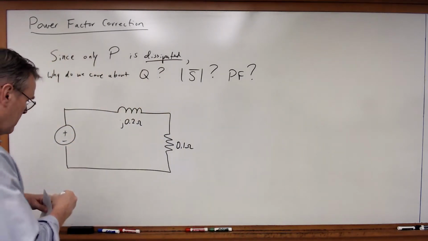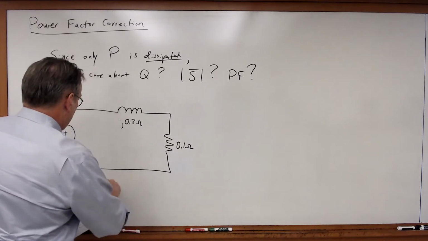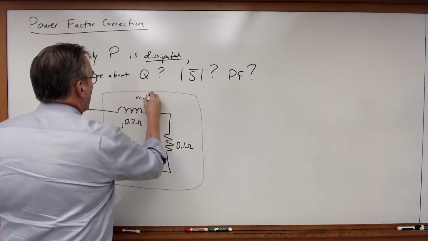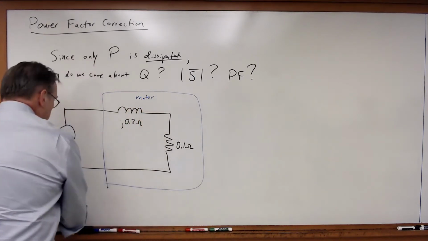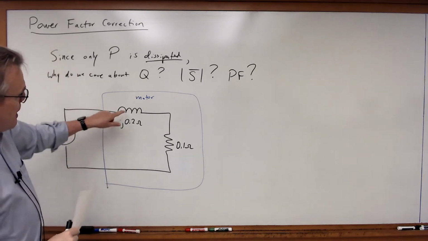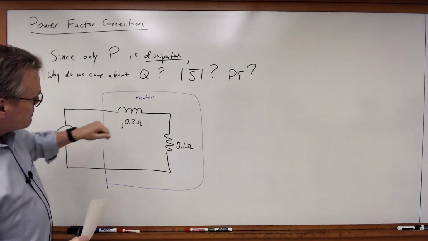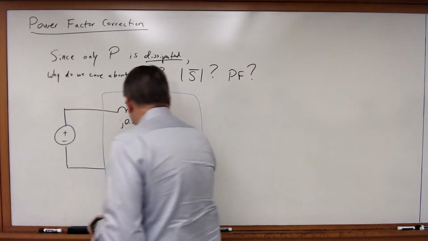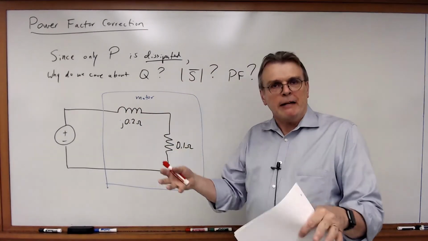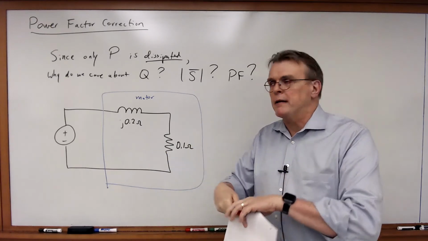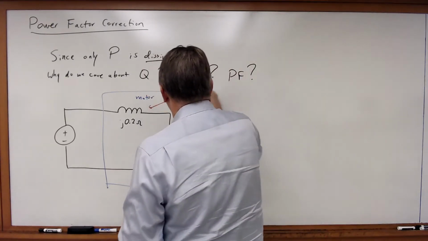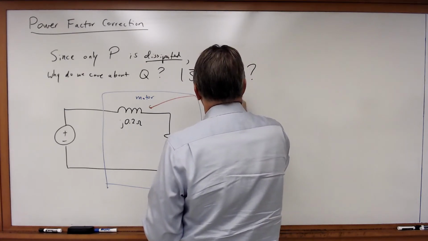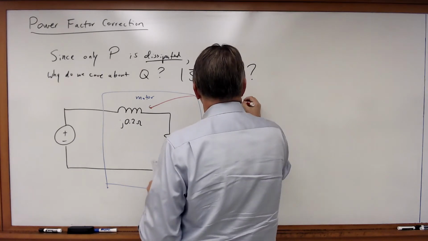So in this case, for this electric motor, I first have an inductance with an impedance of j0.2 ohms, and this inductance represents the windings of the motor. A motor, being an electromechanical device, is going to have coils in it, windings. And this represents that. So this is the impedance of our inductor.